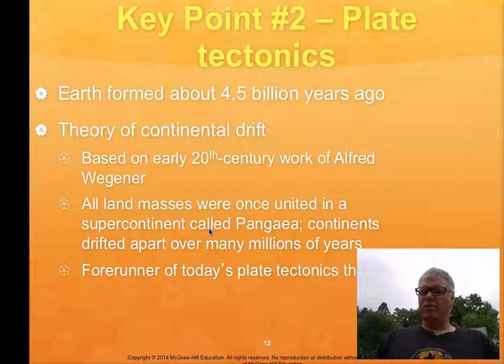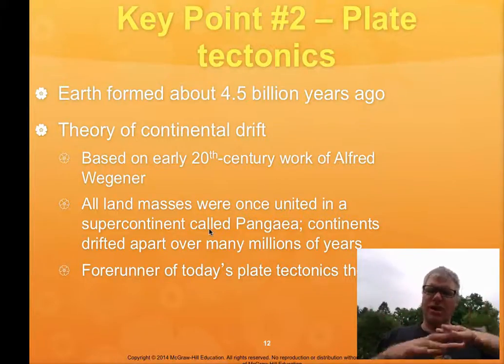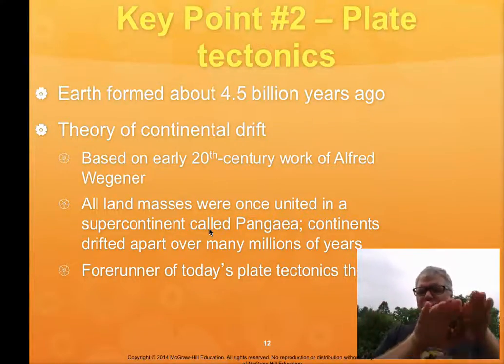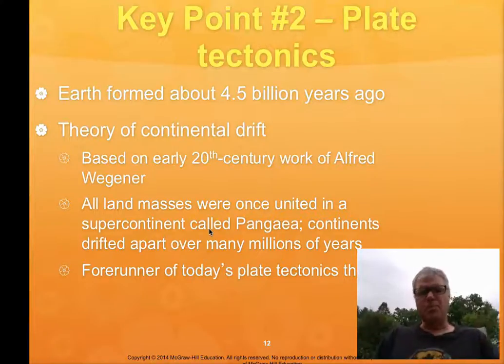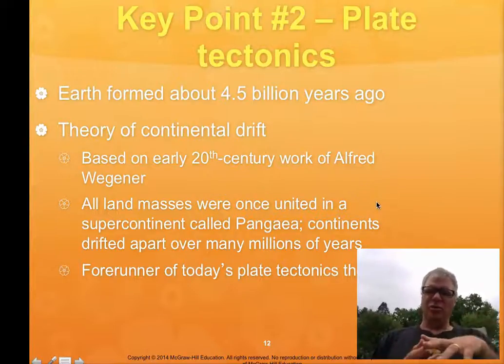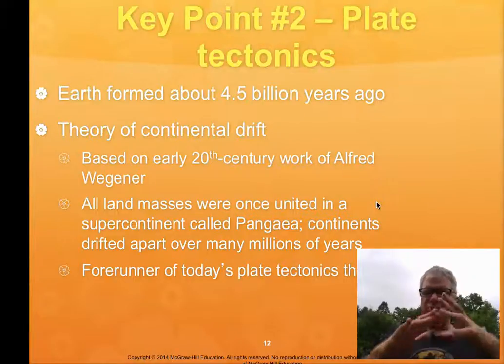You started getting more information when people started mapping the ocean floors and then seeing the ages of different areas, and they could see how these landforms had actually been connected originally and had been moving apart. So at one point in the distant past, all land masses were united in a supercontinent called Pangaea, and over millions of years these continents drifted apart.